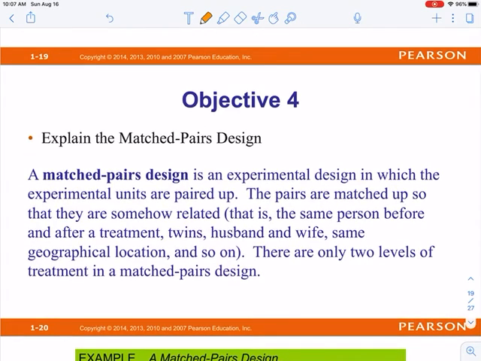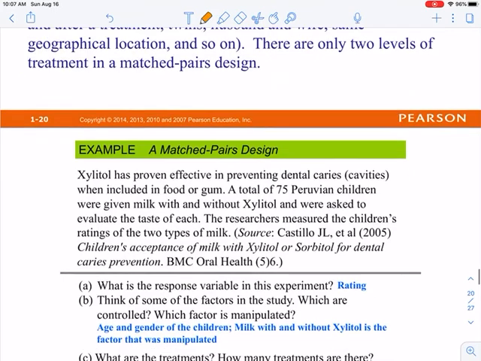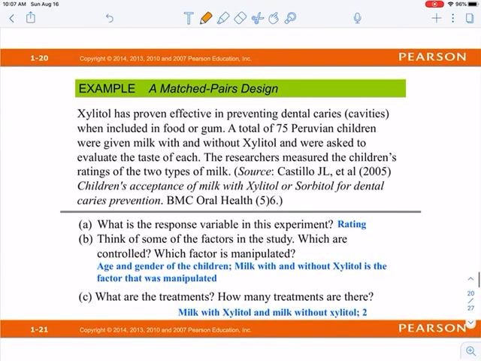Okay, matched pairs design. A matched pairs design is an experimental design in which the experimental units are paired up. The pairs are matched up so that they are somehow related. That is, the same person before and after a treatment, twins, husband and wife, same geographical location, and so on. There are only 2 levels of a treatment in a matched pairs design. And the 2 levels are you're either getting the treatment or you're not getting the treatment.